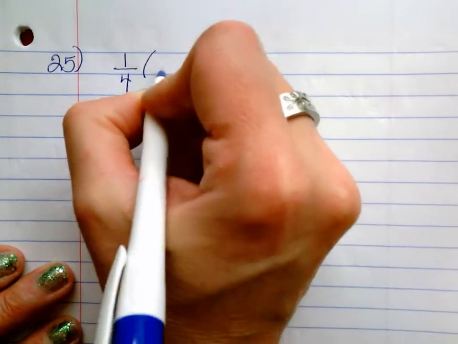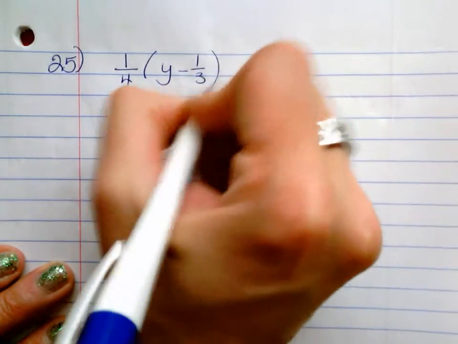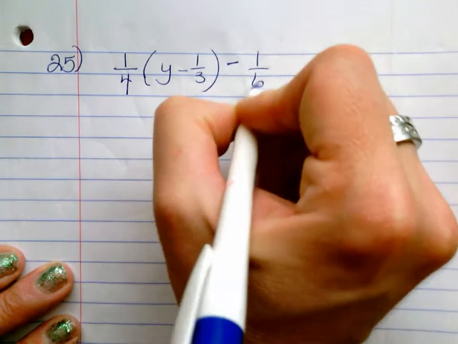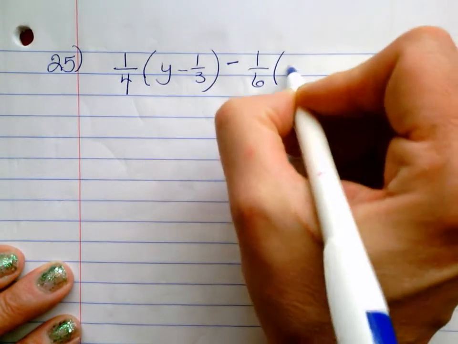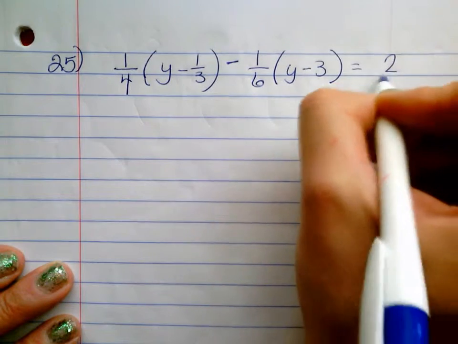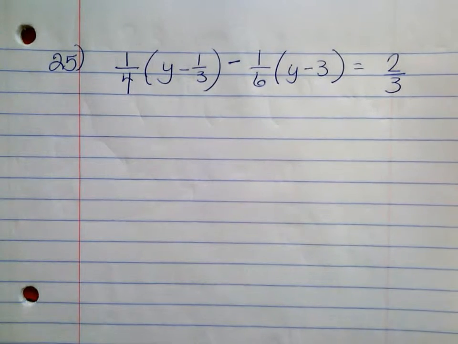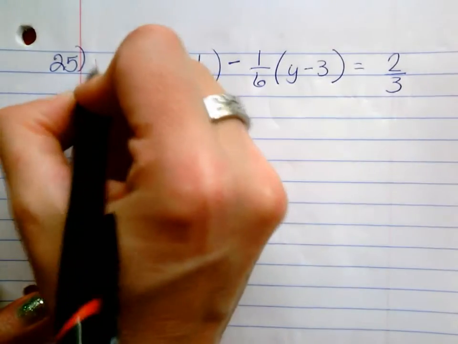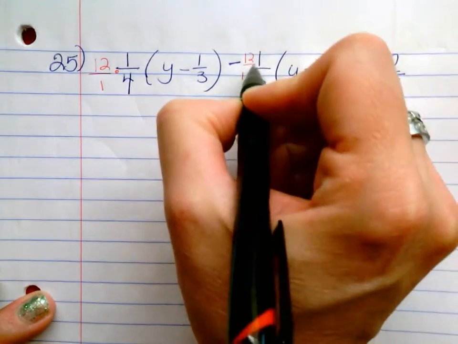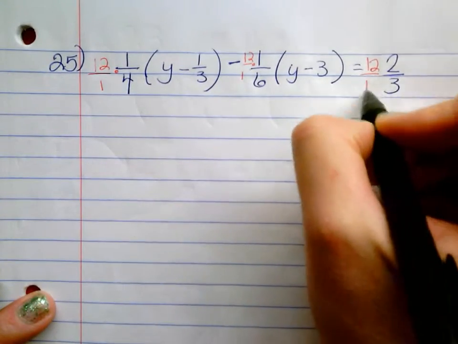1/4 of (y - 1/3) minus 1/6 of (y - 3) is 2/3. Okay, all kinds of fractions. Okay, lowest common denominator is 12 again. So 12 over 1, 12 over 1, 12 over 1.